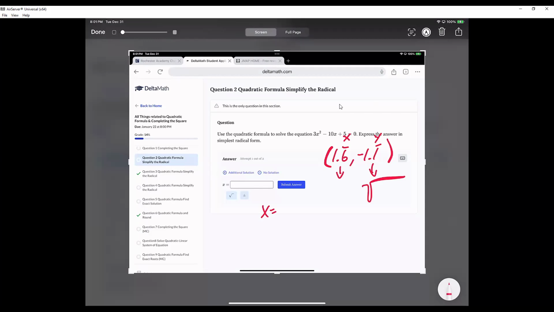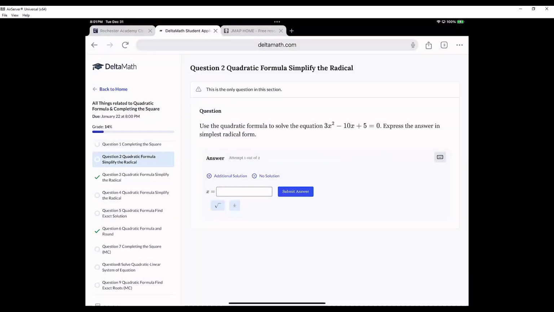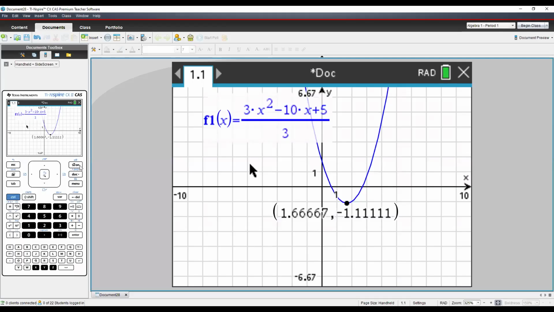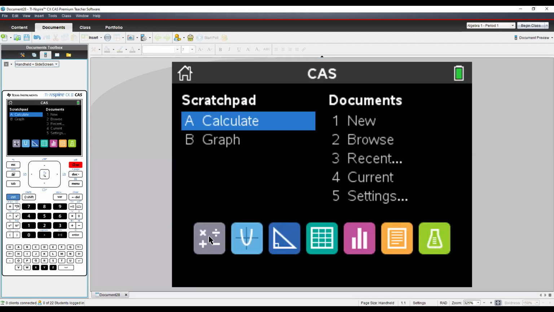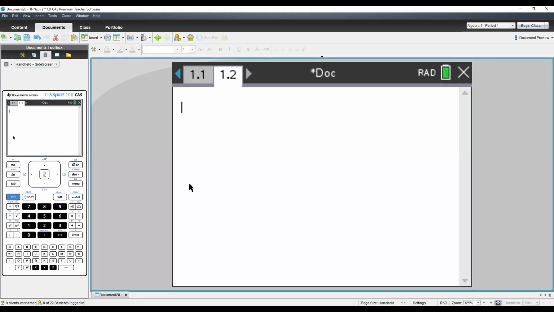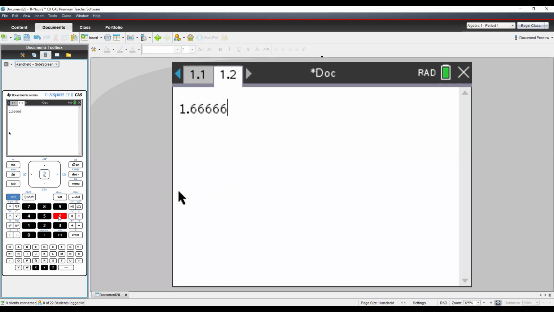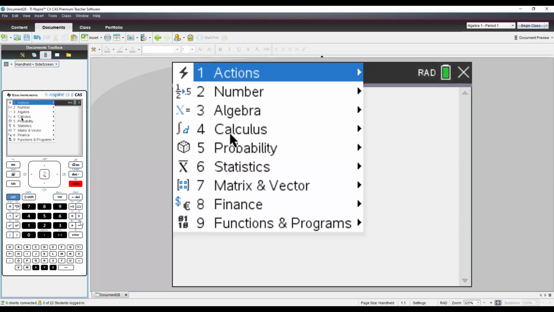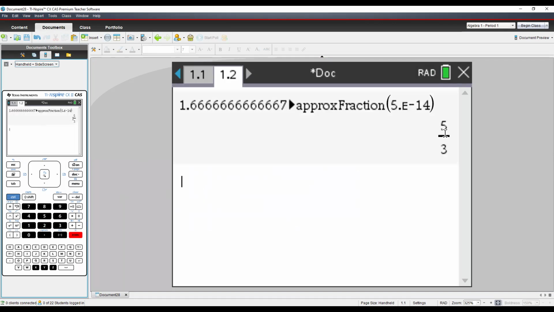So I'm going to get rid of this and go now. Here's what I'm doing. I need the calculator, and I'm going to convert both of those numbers. I'm going to go to the calculate screen and take that. It was 1.666, a repeating decimal, so I'm just going to put a bunch of sixes there. Then I do menu 22. Boom, that's the first part. That's going to be x equals 5 over 3.